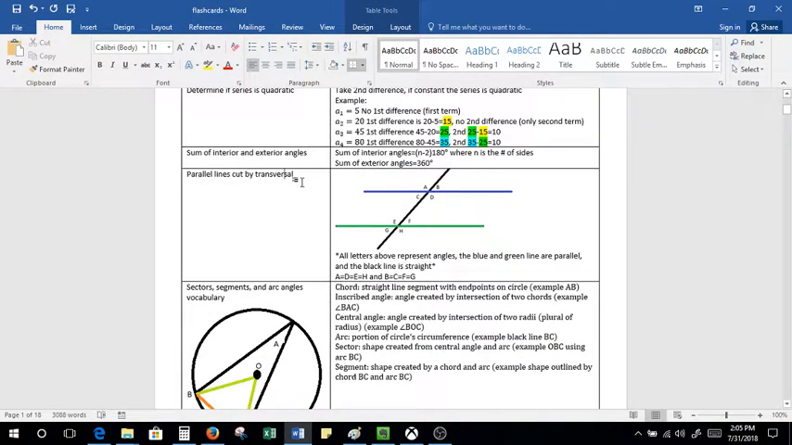Next, we have lines, parallel lines cut by a transversal. So this idea is, you just have two parallel lines and we cut them by another straight line. If we do this, we know that a line is 180 degrees. So A plus B is 180, C plus D, E plus F, G plus H, all 180 degrees.